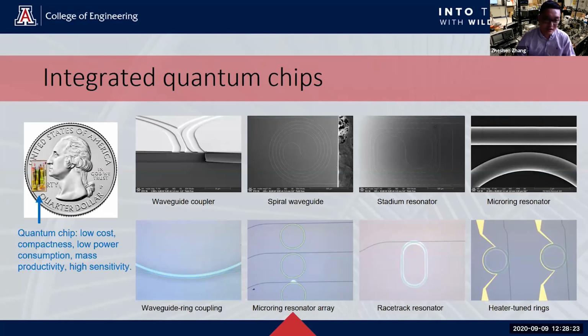As you see, a fabricated quantum chip is much smaller than the size of a quarter. Now we can integrate a variety of quantum components onto the chip, generate entanglement on chip, and also build quantum sensors on chip. This is going to provide a much more scalable, robust, and mass-producible solution for our future quantum technology.